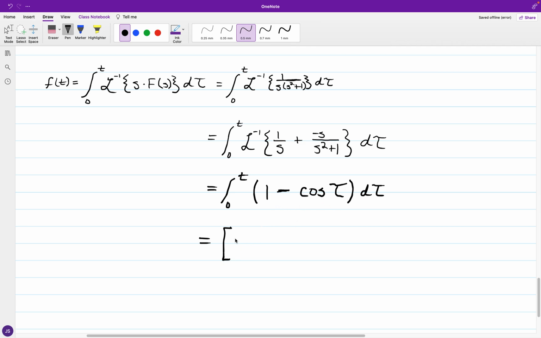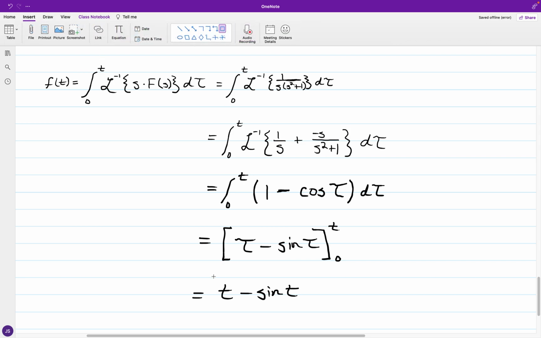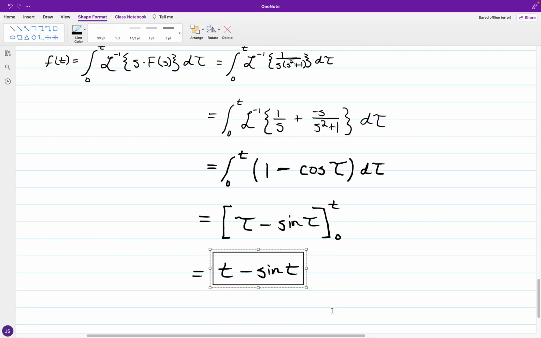And integrating, for d tau the antiderivative is going to be tau. And for the negative of cosine of tau, the antiderivative is going to be the sine of tau. With the limits of integration going from 0 to t, with the upper limit we have t minus the sine of t, and with 0, tau becomes negligible, and the sine of tau at 0 is also going to be negligible. So for the final result, we have t minus the sine of t.